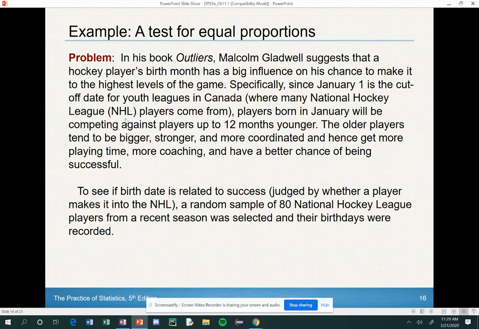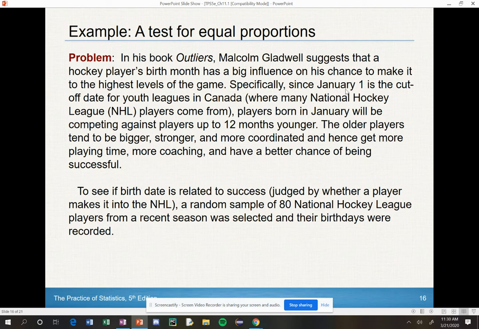So the problem is about this book that suggests that a hockey player's birth month has a big influence on the chance they make it to the highest levels of the game, meaning the professional league, the NHL.